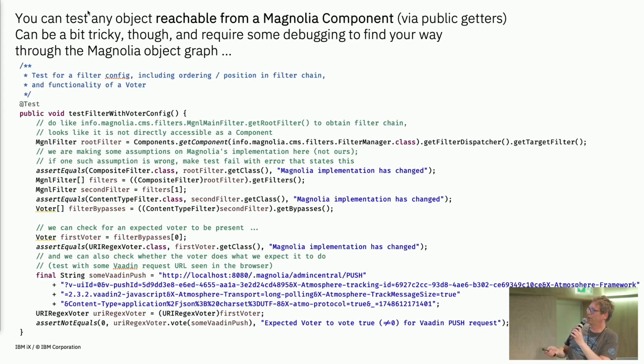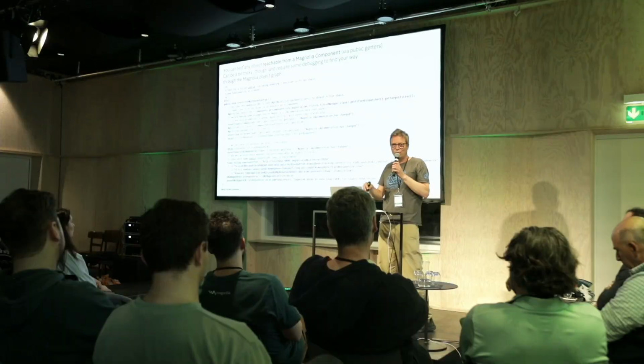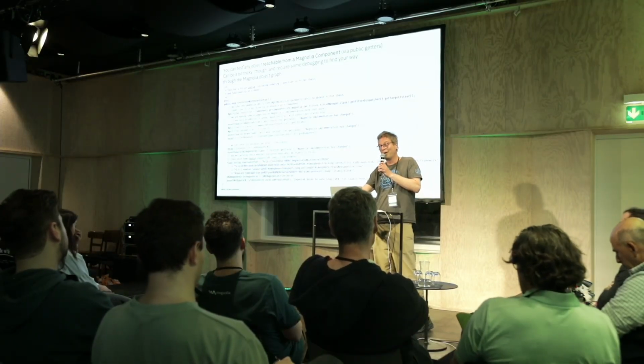So, when I'm making those assumptions on how Magnolia does things, like it has this content type filter as the second one in the chain, I try to output this as an error if that changes, if my assumption about Magnolia changes, because we're really starting to depend on internal implementation details of Magnolia, but what can you do?